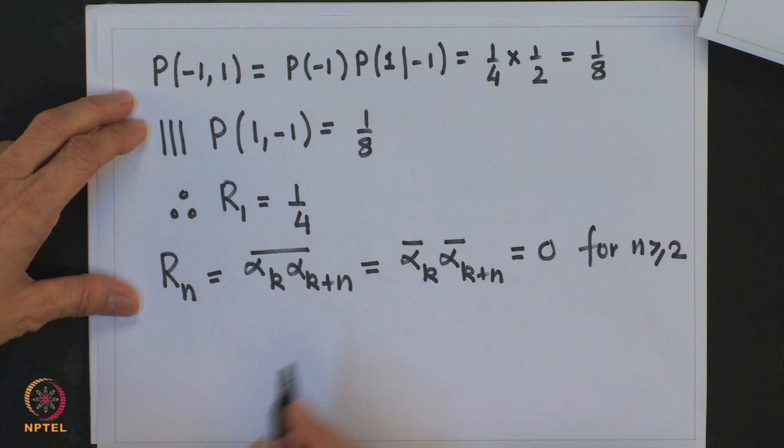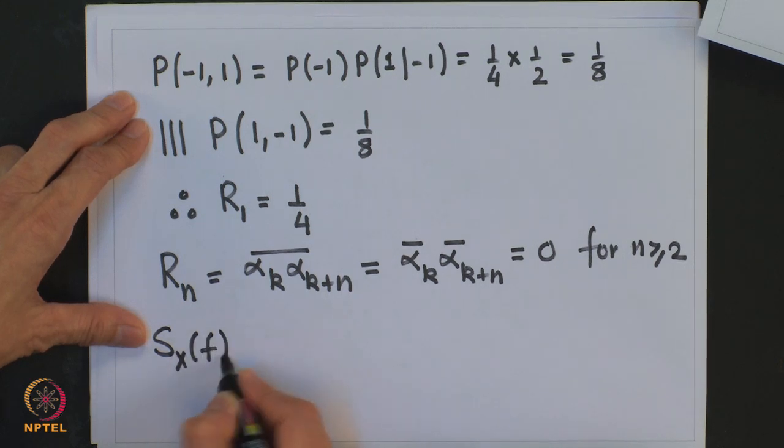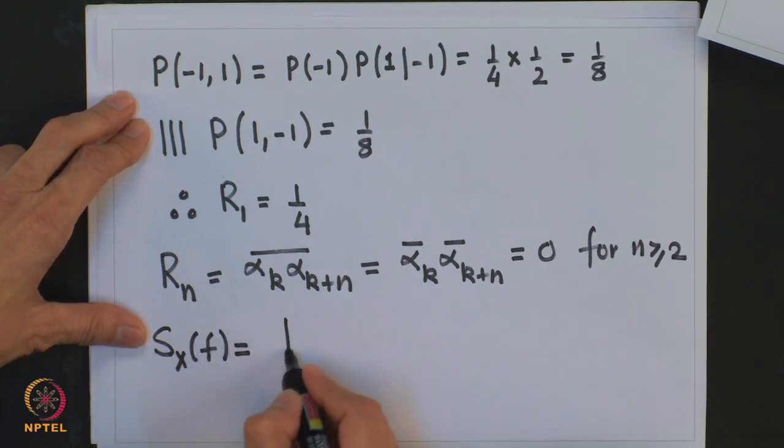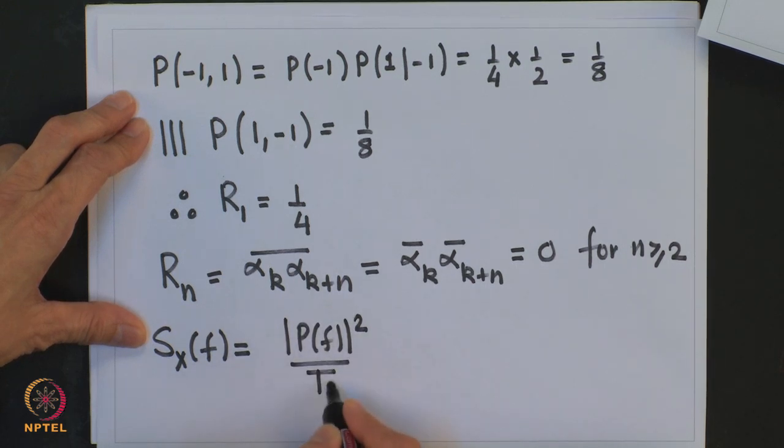Let's calculate the value of Rn for n greater than or equal to 2. Now, this will be independent. So I write it, separate them out, and this would be equal to 0. For n greater than or equal to 2, these quantities are going to be independent. Correct? So from this, you can calculate the power spectral density to be of this form.